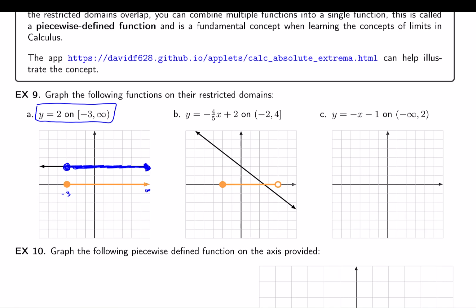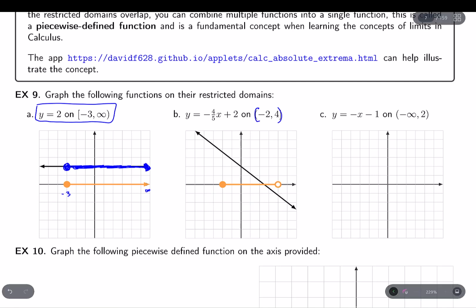This next one, -4/5 x plus 2 on the domain from -2 to 4. -2 is included, sorry, and 4 is excluded. I had that backwards. Anyway, so here's the restricted domain at -2, and then here's +4.